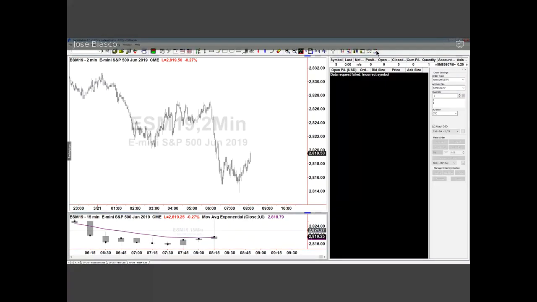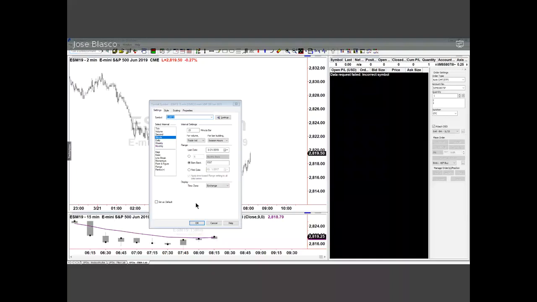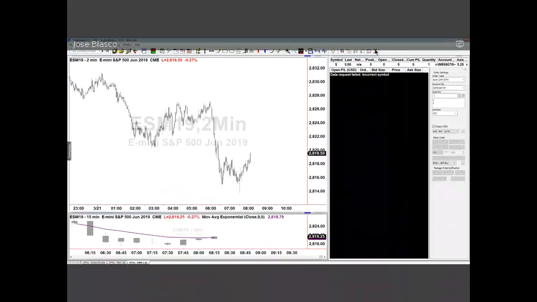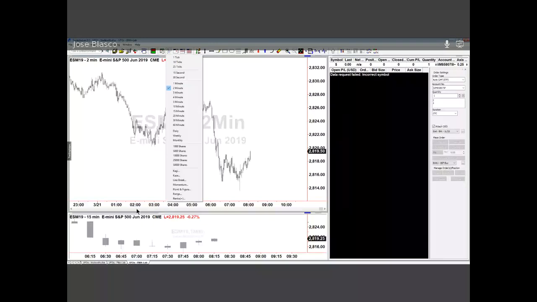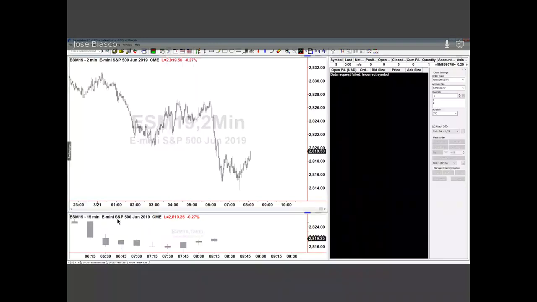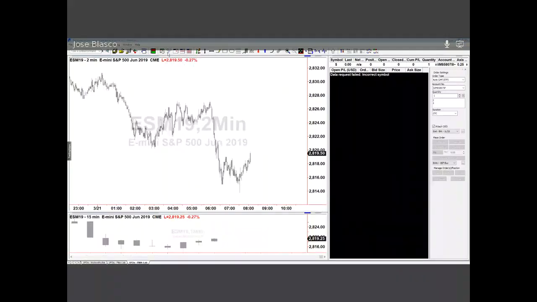I'm just gonna disable... I went too far. So disable the moving average. Here we go, so here's how we have it. I have two charts on top of each other. One is the 2-minute time frame, and of course you could change that manually from this drop-down menu. The one in the bottom is the 15-minute time frame. You could certainly select the time frames that you want to use using the drop-down menu.